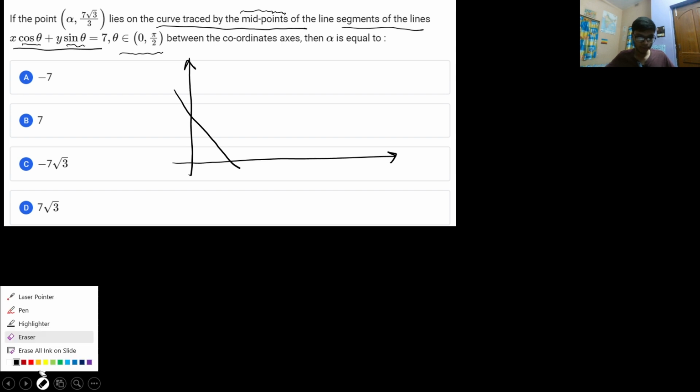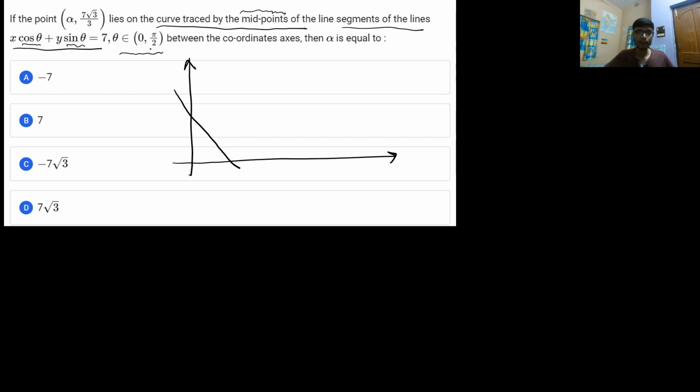We can see that 0 and pi by 2 are not included here. Because if you put 0, the cos theta term becomes 1 and sin theta becomes 0. That gives the equation of the line as x is equal to 7. Similarly, pi by 2 gives the equation of the line as y is equal to 7. So x is equal to 7 and y is equal to 7 are straight lines which enclose the region of these straight lines. But it is saying that theta is on the open interval 0 to pi by 2.